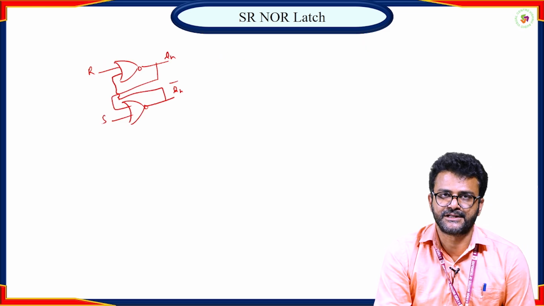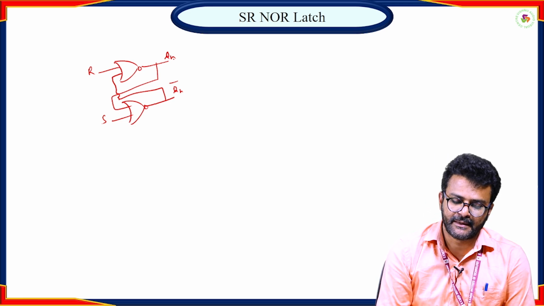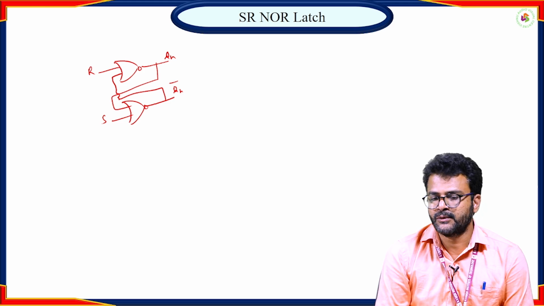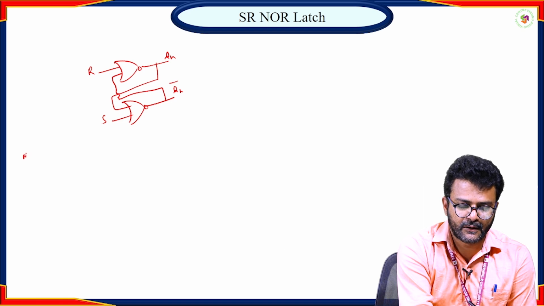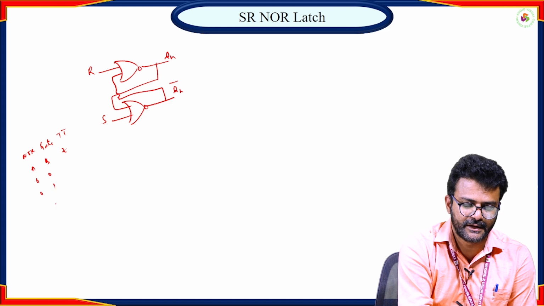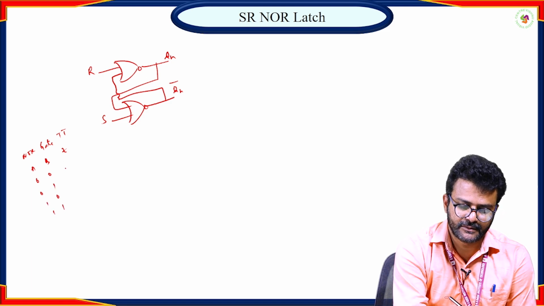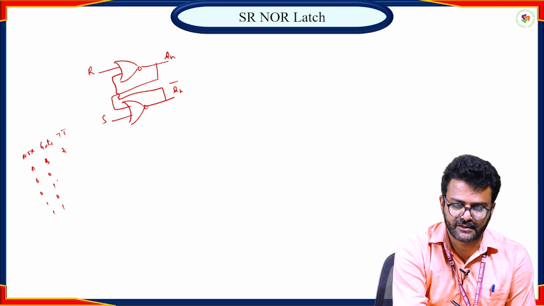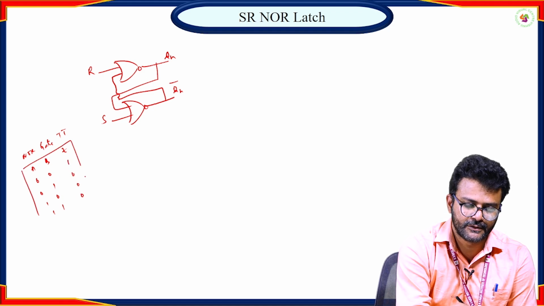This is the basic structure of the SR NOR latch, and the output states are Qn and its complement Qn bar. Before describing the SR NOR latch, first we'll look at the NOR gate truth table. With two inputs, the number of combinations is 4: 00, 01, 10, 11. For OR the outputs will be 0 1 1 1, and for NOR it will be 1 0 0 0. So this is the truth table of the NOR gate.